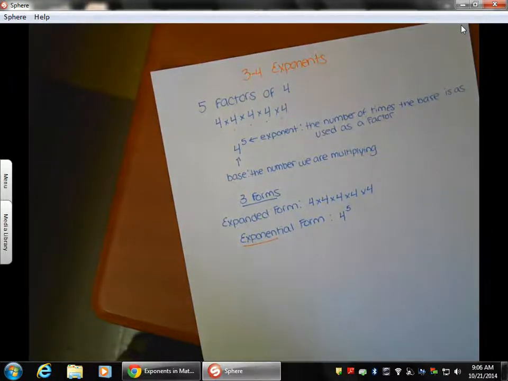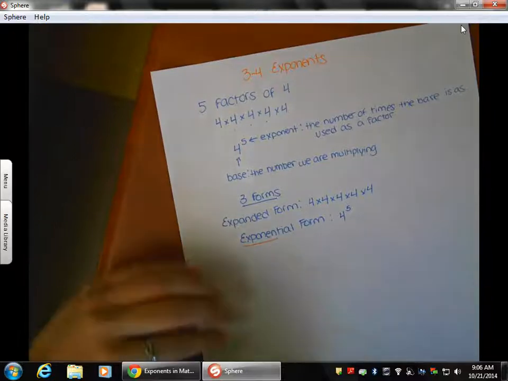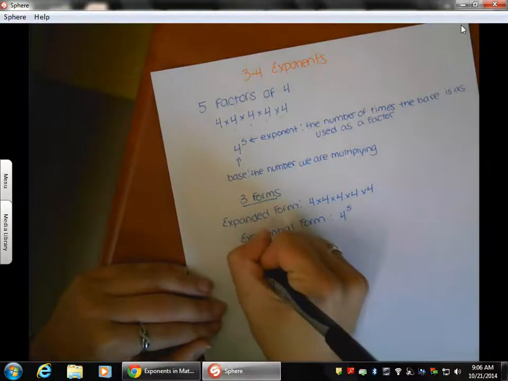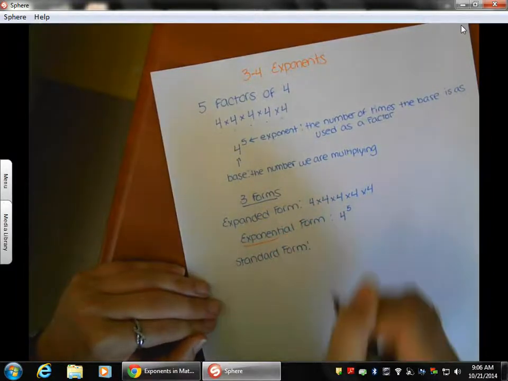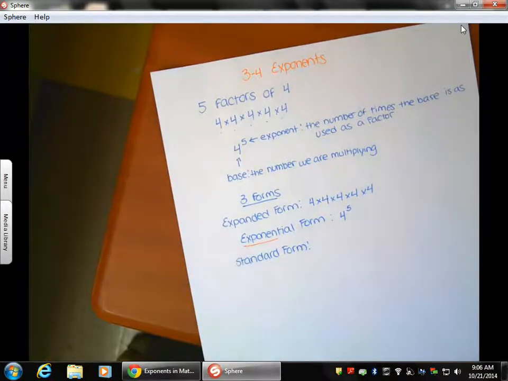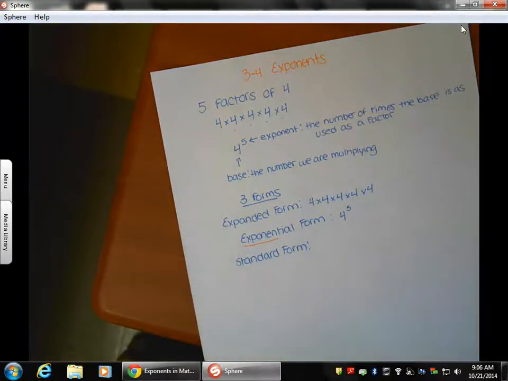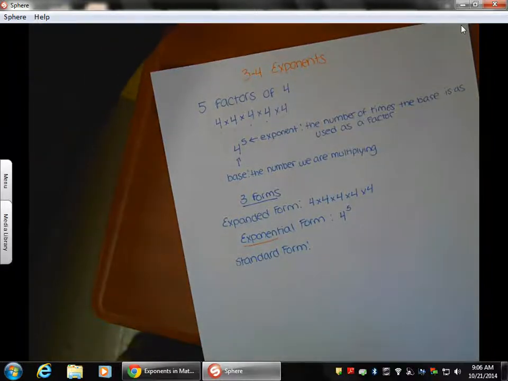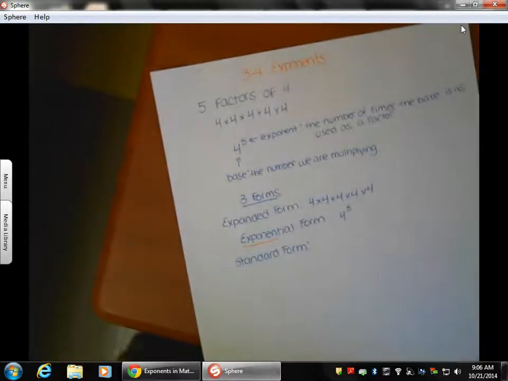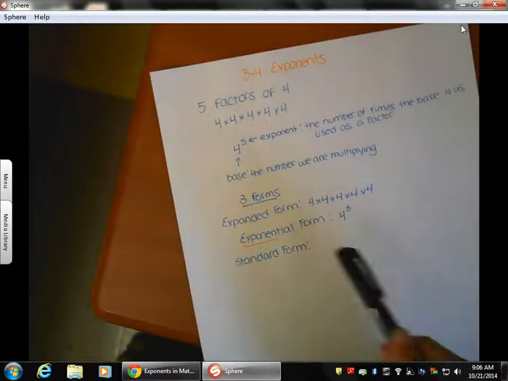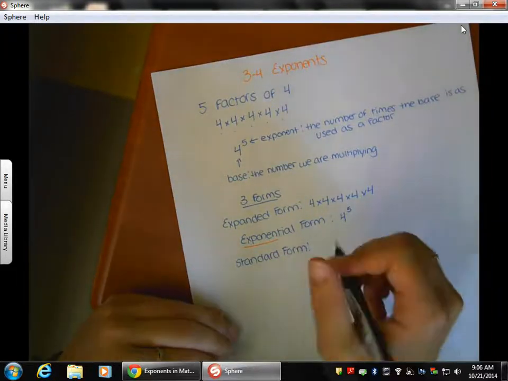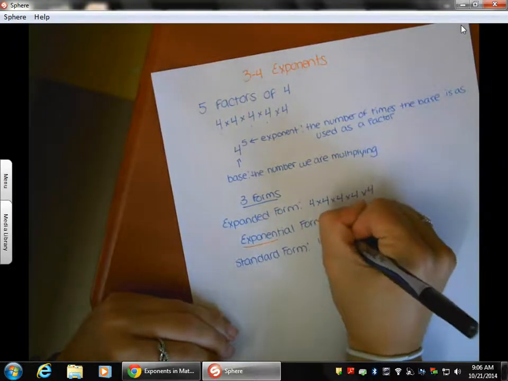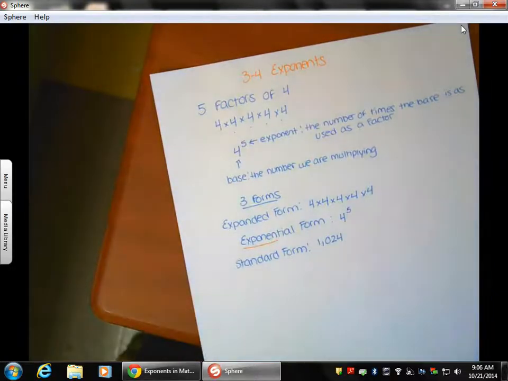The last form, which will be familiar to you, is called standard form. Standard form is just like it was when we did addition. It's simply answering the problem and having the answer in that simple, just a nice number form. I'm going to focus this real quick. It's getting a little blurry. So our standard form, if we work this out, if we do 4 times 4 times 4 times 4 times 4, or 4 to the 5th power, will work out to be 1,024. So remember, the standard form is the answer for your problem.